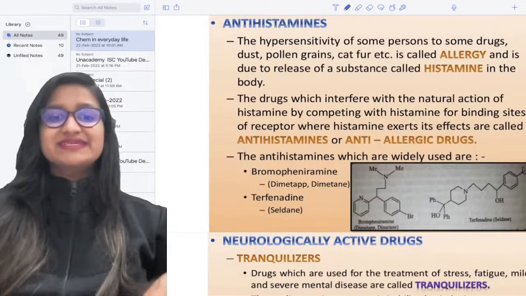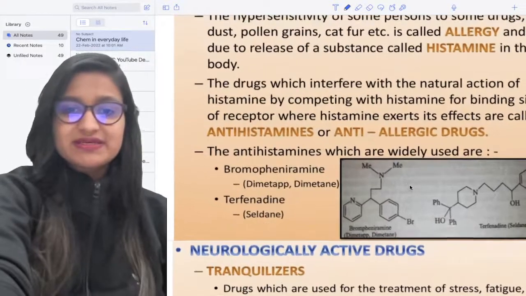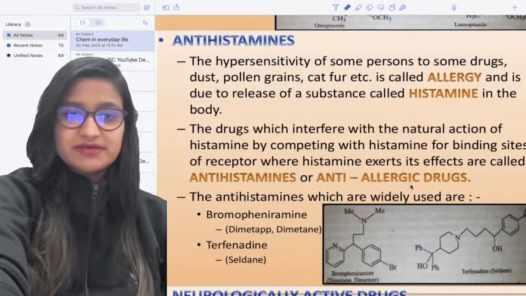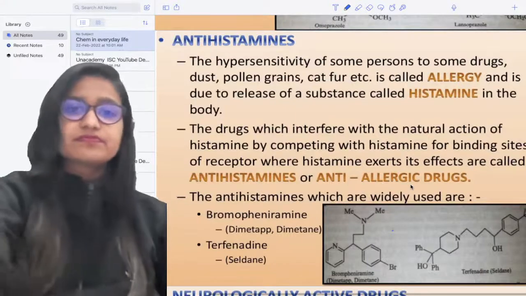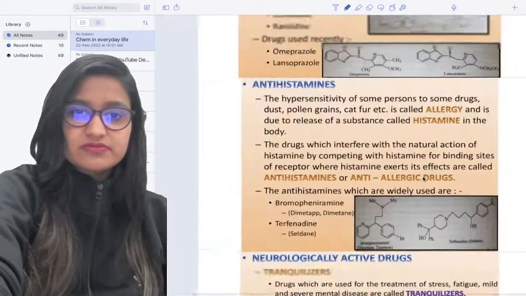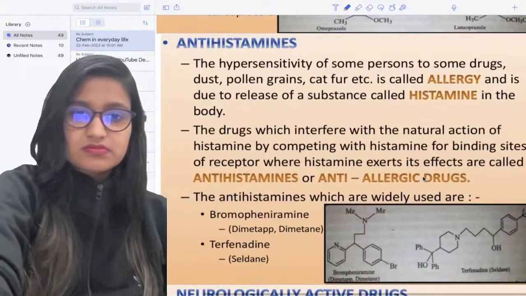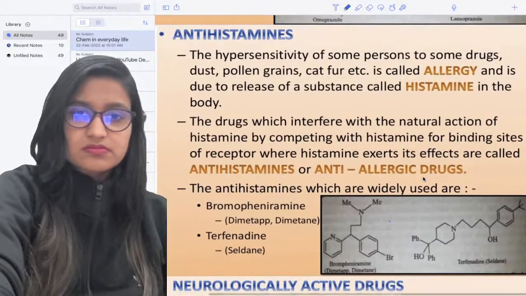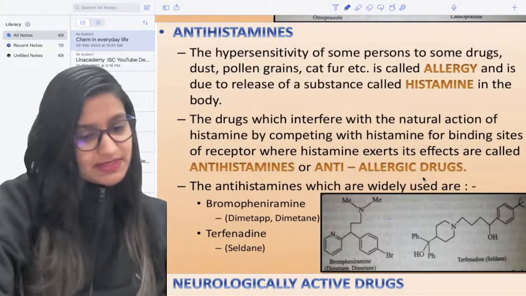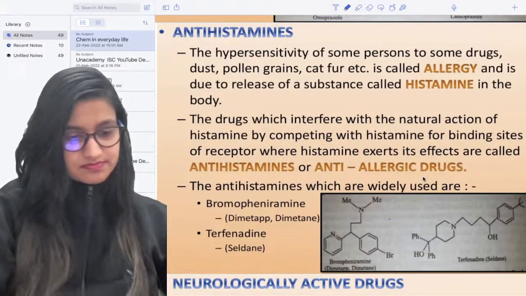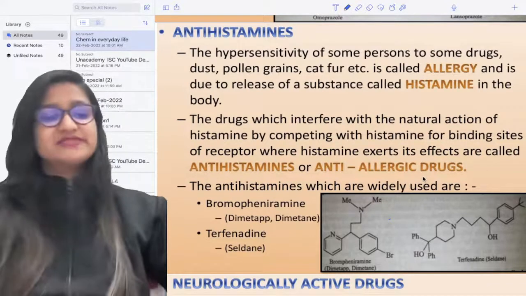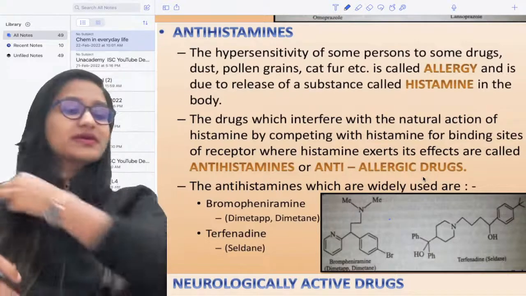Next is antihistamines. What is the next thing? Next is antihistamines. Okay, let me make it like this. You can see properly now, I believe. Correct? Is it better? Let me see. Yes, now it's better. Correct?